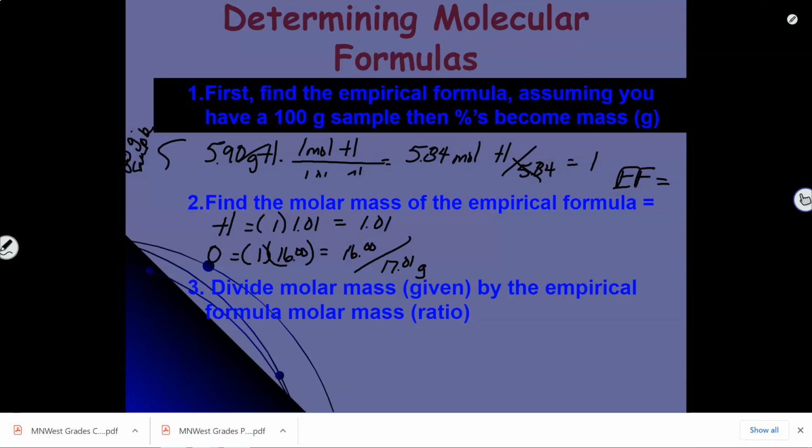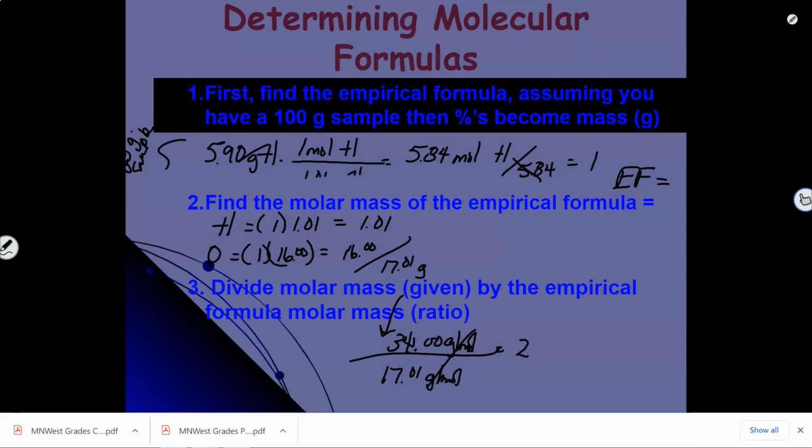Now, they told us in the problem on the previous slide that the molar mass of the compound was 34 grams. So what we're going to do is divide the molar mass given, that was 34 grams per mole on the previous slide, divided by the empirical formula molar mass. That gives another ratio for us, and it is 2.